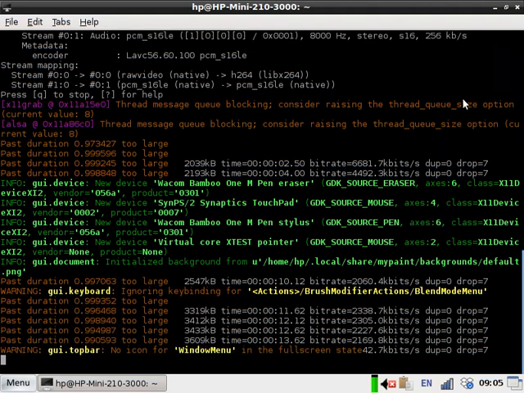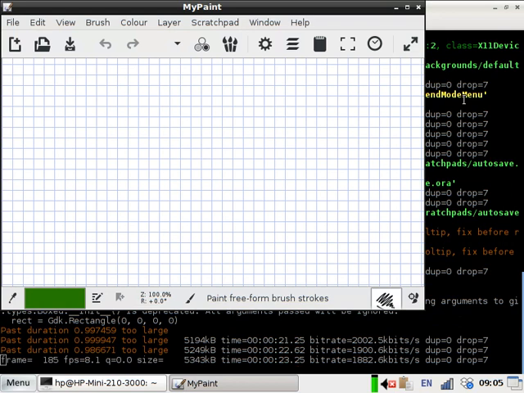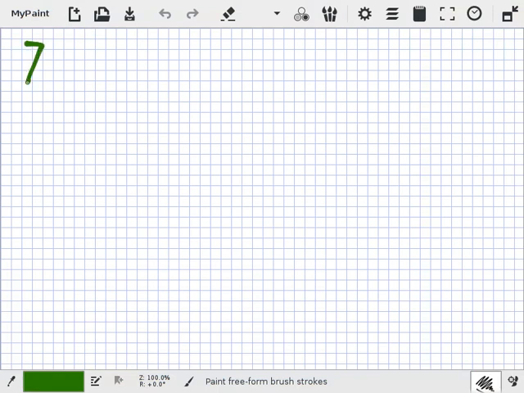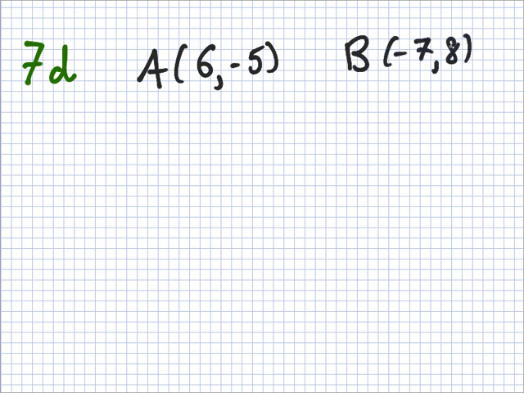Alright, let's do 7. I guess it doesn't really matter. We'll just do 7D as an example. 7D. Okay. So we have A (6, -5), B (-7, 8). Okay, and I ask you to draw it and to find the equation of the line.